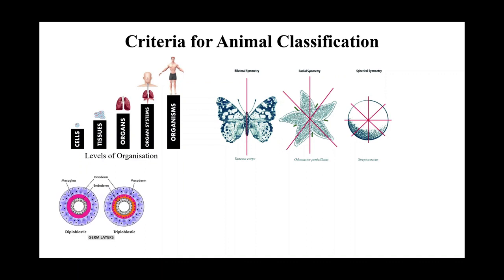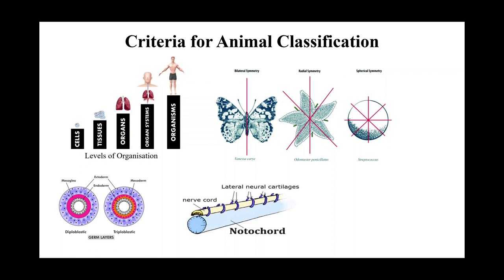Then there are germ layers, where we mean what are the different germinal layers that they have. If they are two, which means they have only endoderm and ectoderm, they are diploblastic. If they are triploblastic, that means they have a mesoderm in between the endoderm and the ectoderm. And these are important because each of these layers gives rise to different parts of the organism. And then you have notochord, so you have a nerve cord and a basal layer beneath the nerve cord, which is also a characteristic which can be used for classifying.